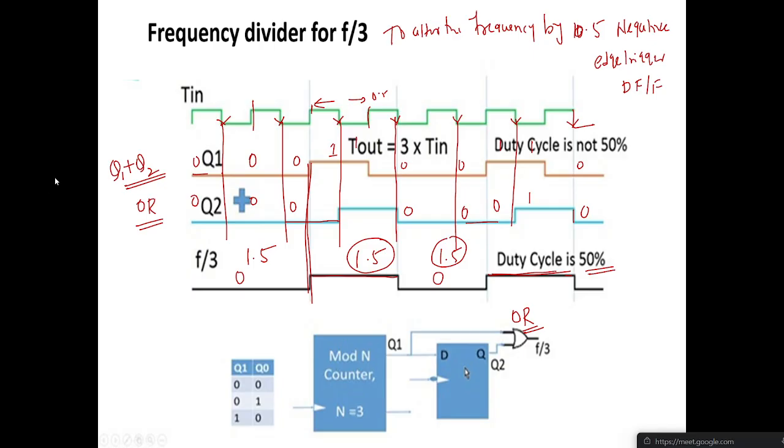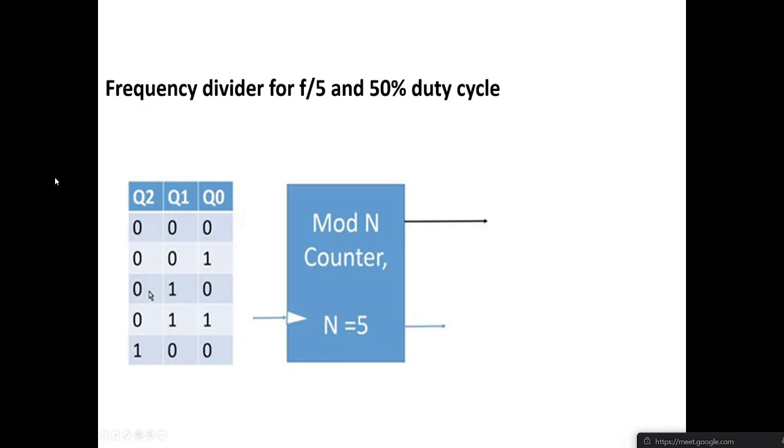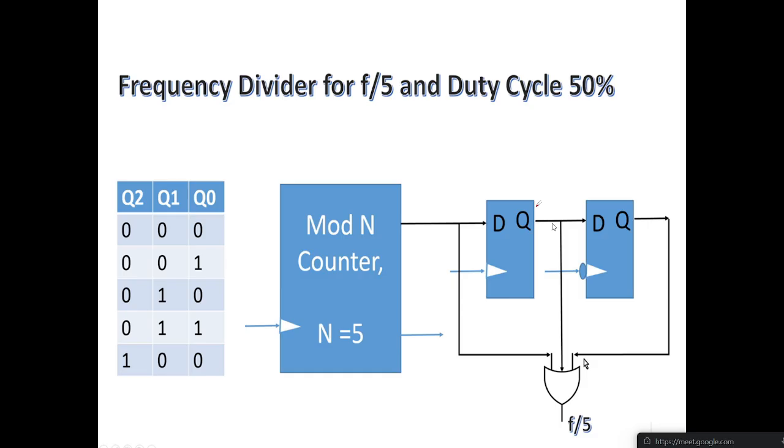Next, suppose frequency divided by 5. You need to use a mod 5 counter. This is the sequence of the mod 5 counter. This will be off for 4 clock cycles and on for 1 clock cycle. So in order to alter the frequency by half a clock cycle, you need to use a negative edge trigger D flip flop.